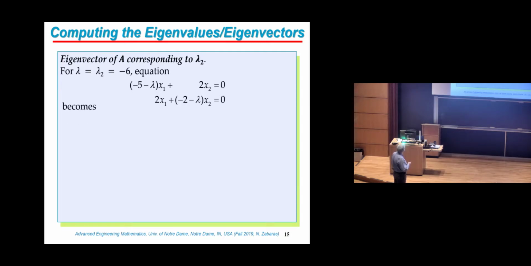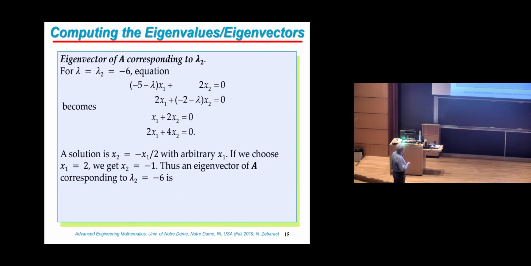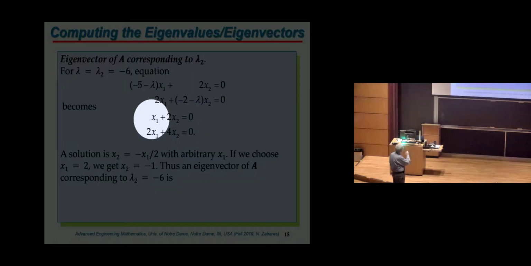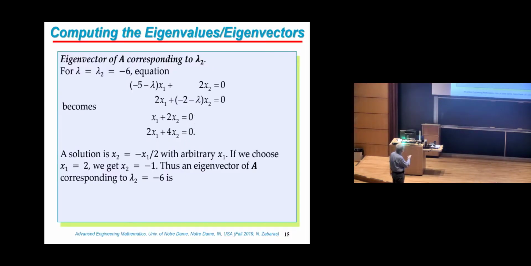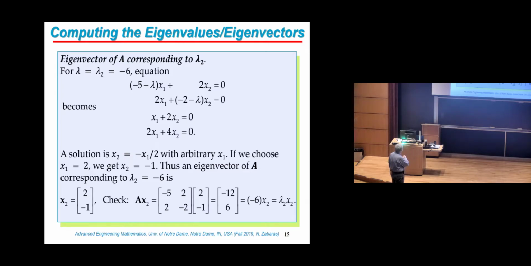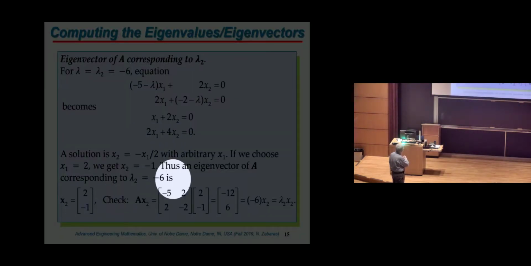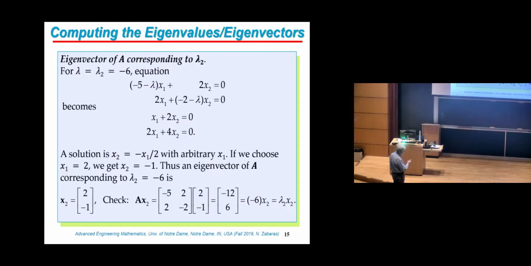All right, so we can plug in now lambda 2, and you can immediately see that if you set x1 equal to 2, then x2 is -1. And so this is my second eigenvector, and actually you can verify A x2 is -6 times x2, right? -6 is my eigenvalue.